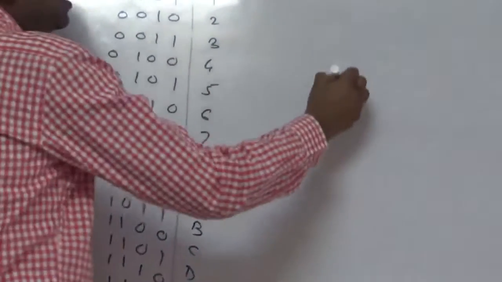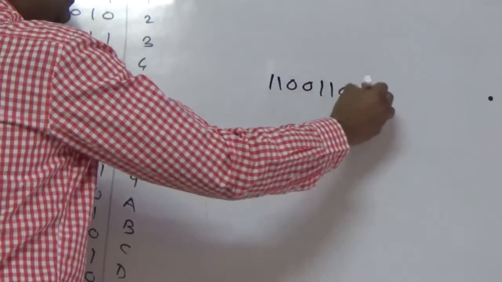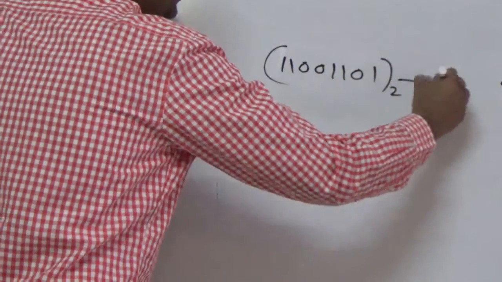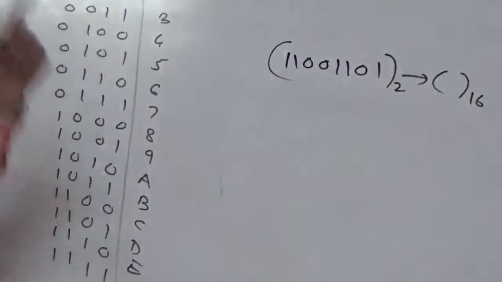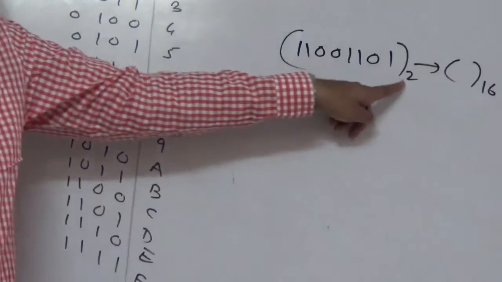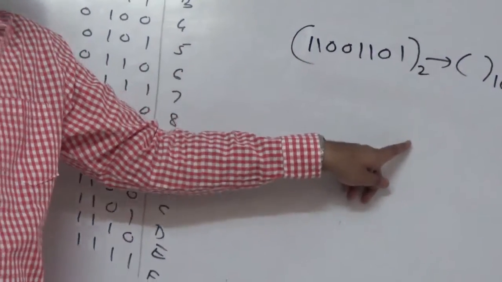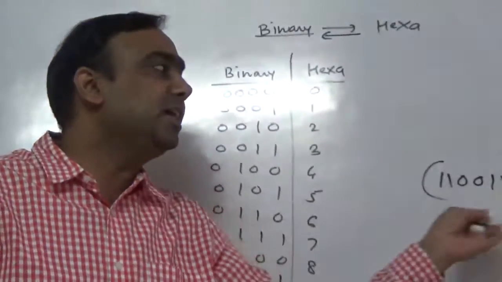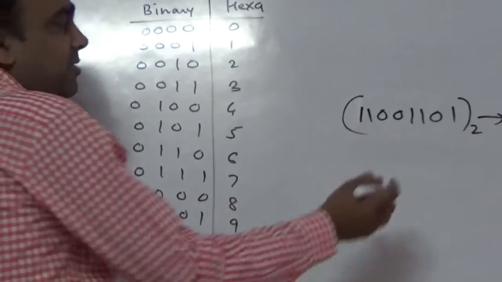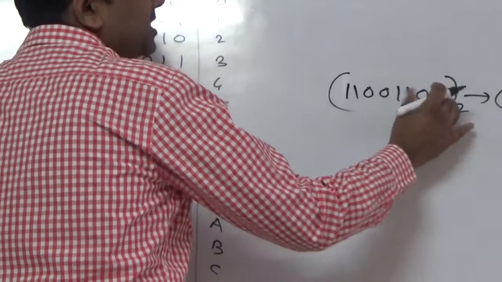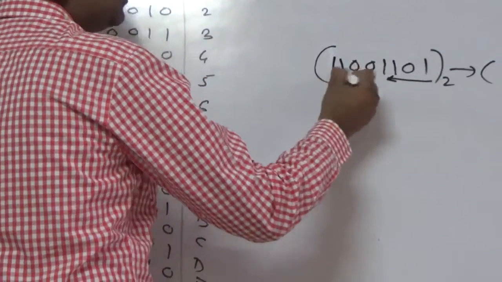Suppose I have a binary number like this and I want to convert it into hexa. One way of doing this is to convert this binary to decimal and decimal to hexa, but that is a very long way. I can have a shortcut way. I will just make groups of 4 bits from the left side like this.